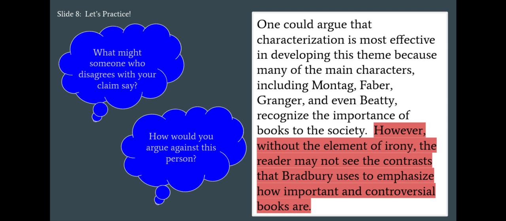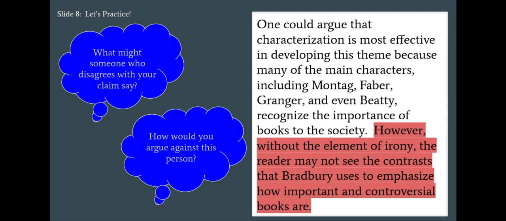So now we're going to focus on how to write a counterclaim and rebuttal. I want you to notice the example in the text box on the slide. One could argue that characterization is most effective in developing this theme because many of the main characters, including Montag, Faber, Granger, and even Beatty, recognize the importance of books to the society. However, without the element of irony, the reader may not see the contrast that Bradbury uses to emphasize how important and controversial books are.